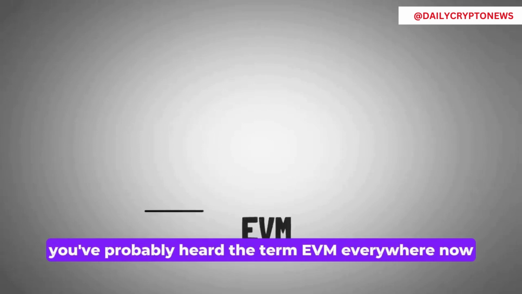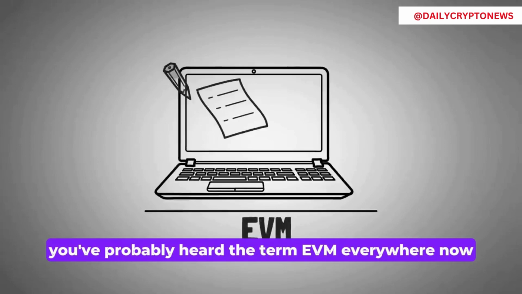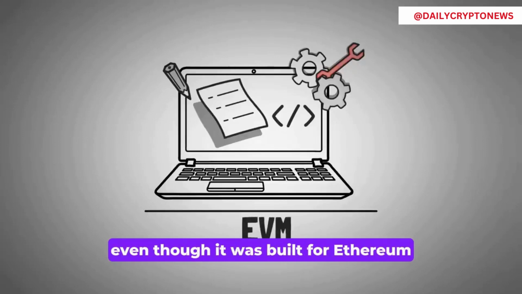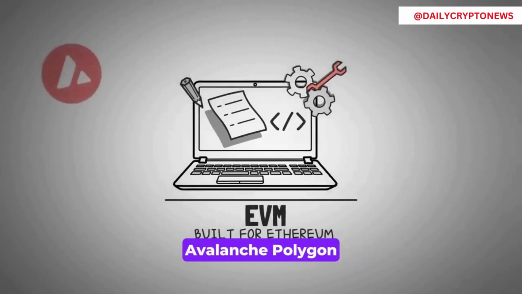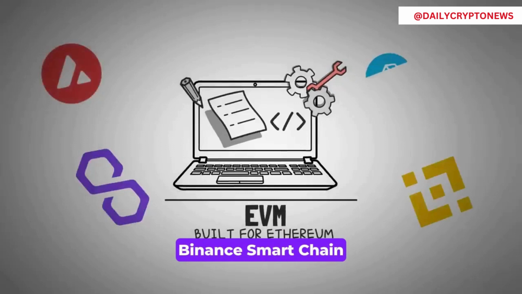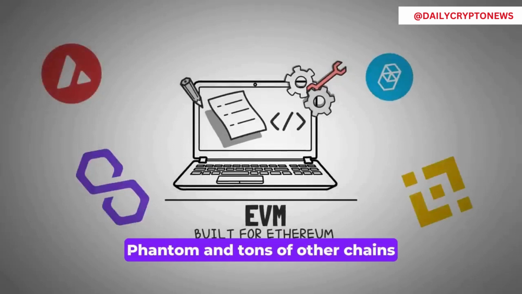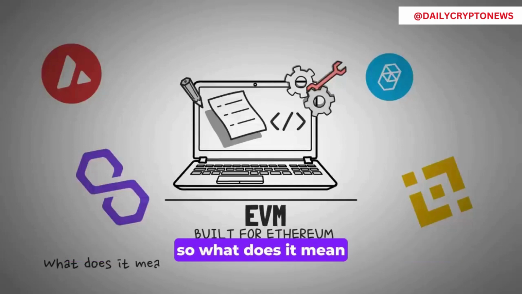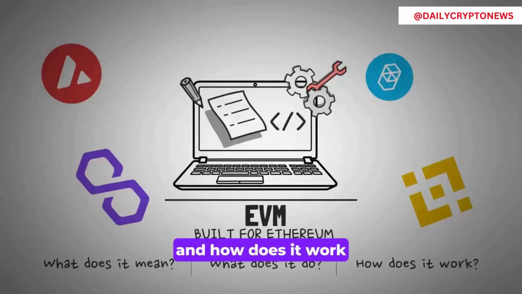You've probably heard the term EVM everywhere now. In fact, way more projects use it other than just Ethereum, even though it was built for Ethereum. Avalanche, Polygon, Binance Smart Chain, Phantom, and tons of other chains use this highly specialized blockchain technology. So what does it mean? What does it do? And how does it work?